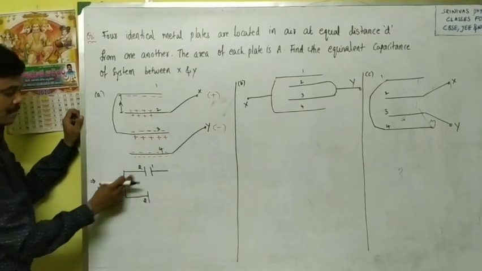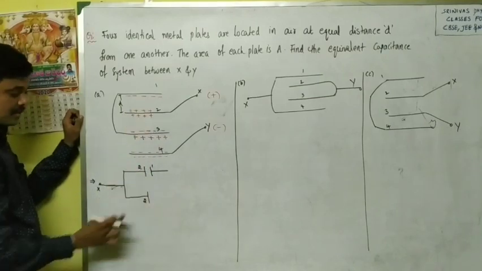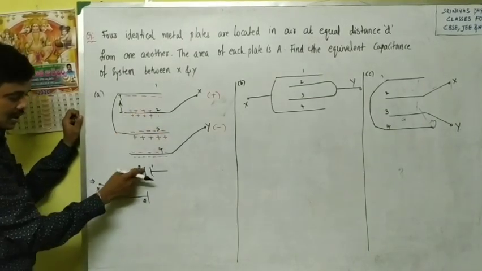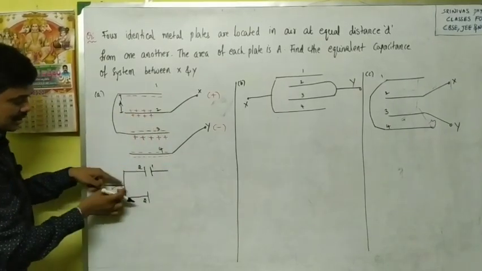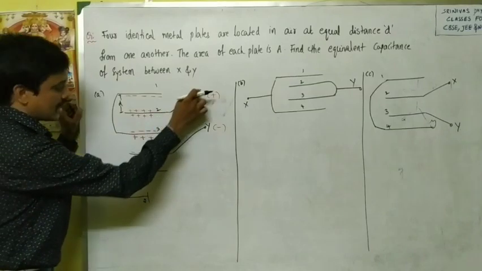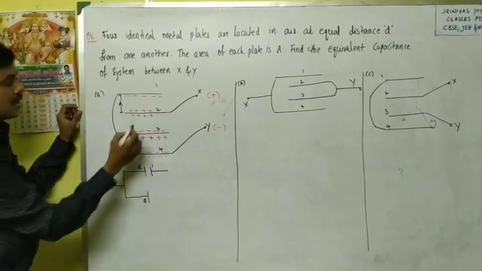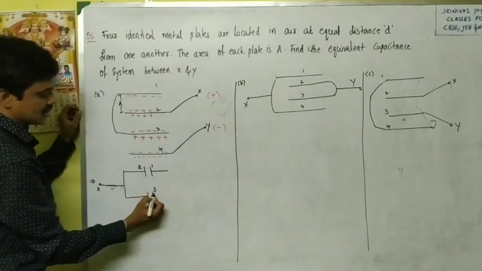Because the second plate we can split as two plates. Second means only one. These two are one. This 2 means only 1 connected to x. This 2 is connected to x. 2 is only 2, and 2 and 3 combination is one capacitor. 2 3 combination is one capacitor.